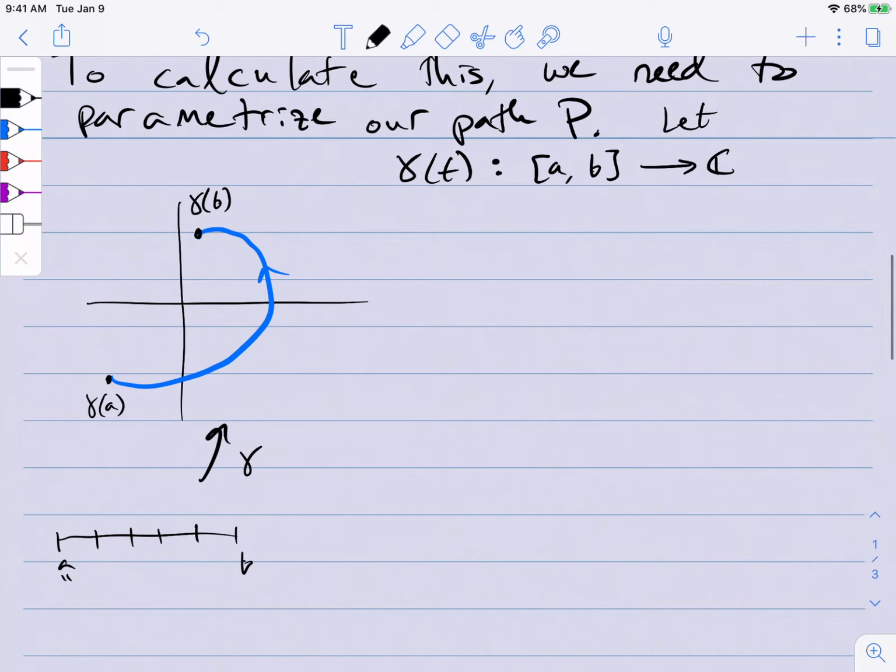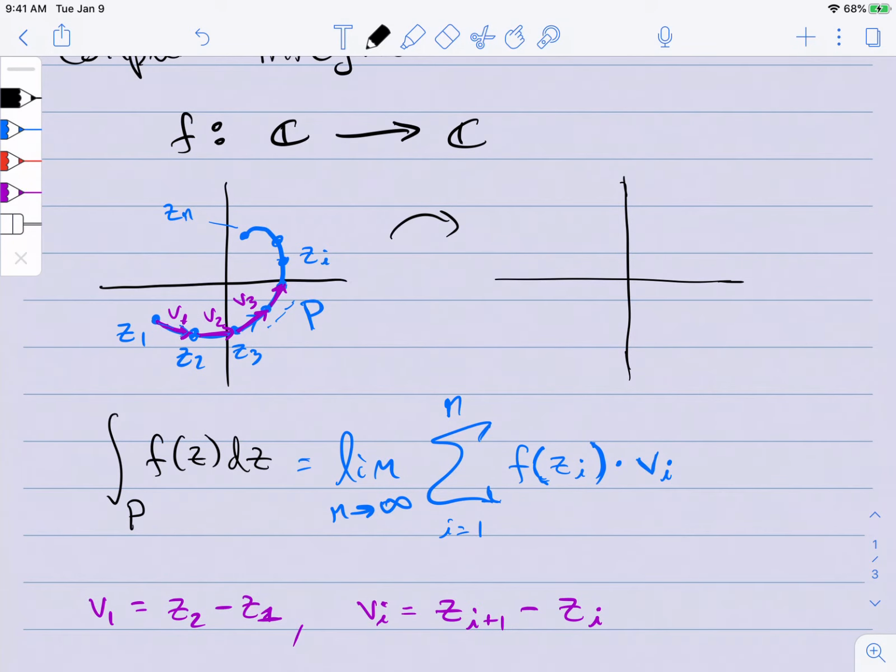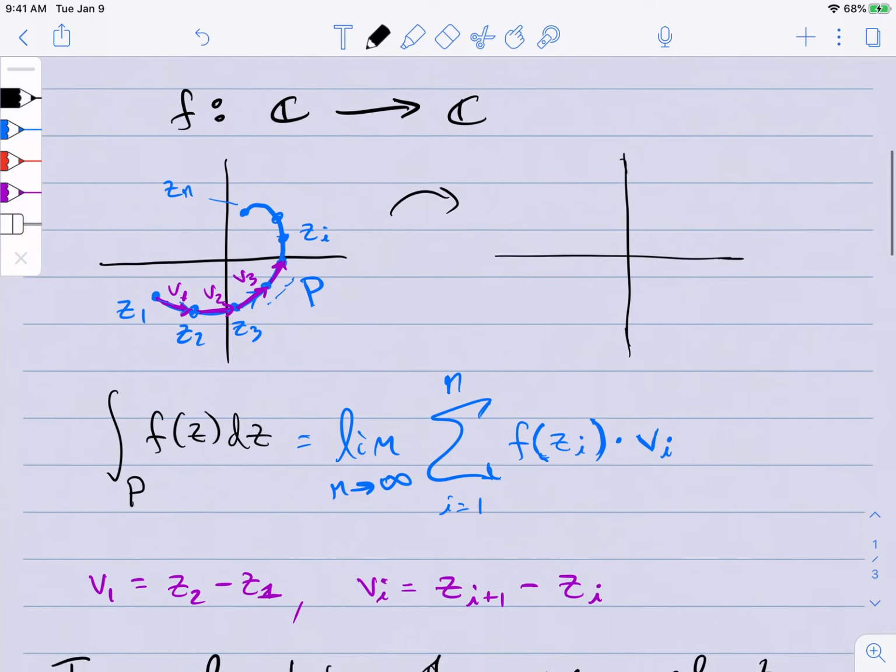So I could let this be t1, t2, t3, etc. And so then gamma of a is gamma of t1. That's my z1. My z2 is just gamma of t2. z3 is gamma of t3, etc. Okay. Now, the hardest part of this definition, the thing that's the most new, is these complex vectors vi. So the question is, how do we express those in terms of gamma?